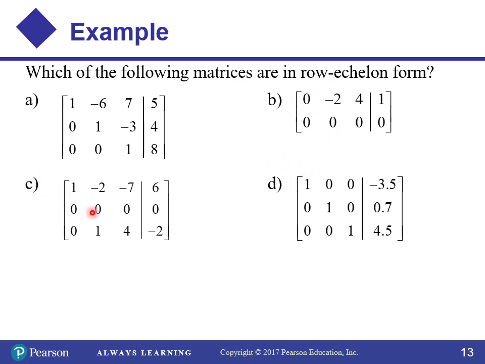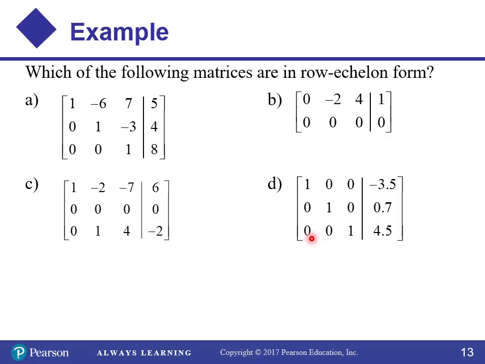If I look at C, no, I do not have a diagonal of ones. I could get it closer if I switched this row and this row, but that still wouldn't quite be there. Okay, D is also in row echelon form because I see the diagonal of ones and I see the zeros below that diagonal.